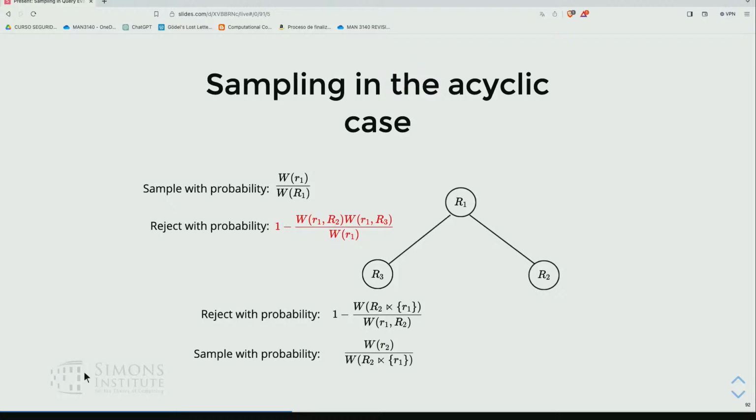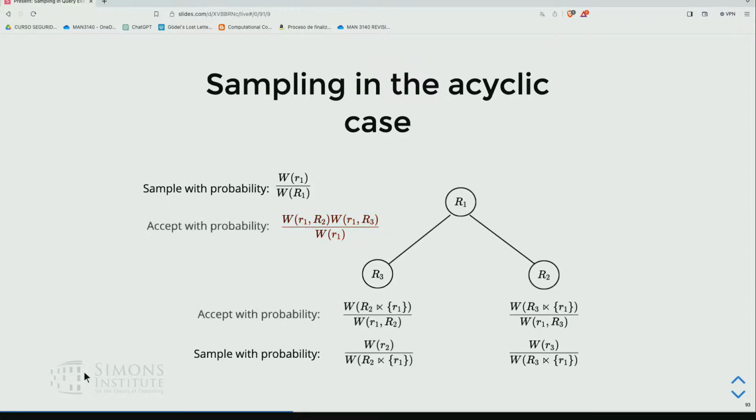And I reject with probability, again, as before, proportional to this W of R2 divided by this quantity here. The quantities are not really important. The important thing is that when you put it all together, you simplify things and you obtain what you expect, right? And the same thing here, this is R3, and we do this thing here.